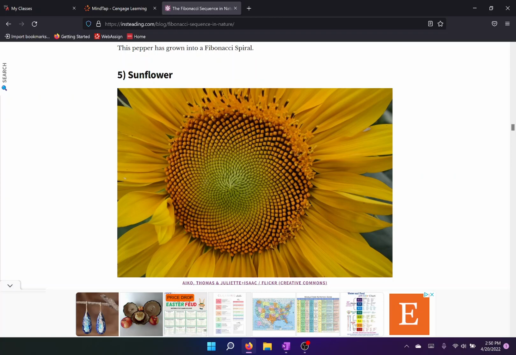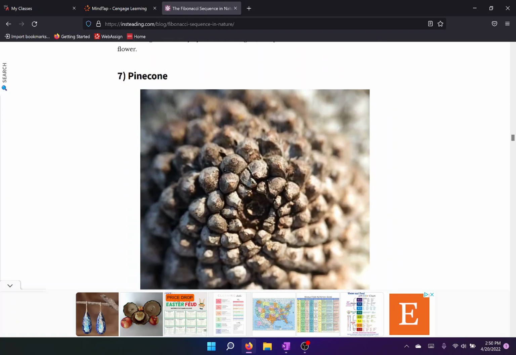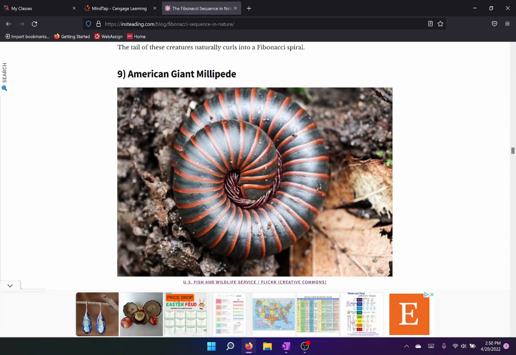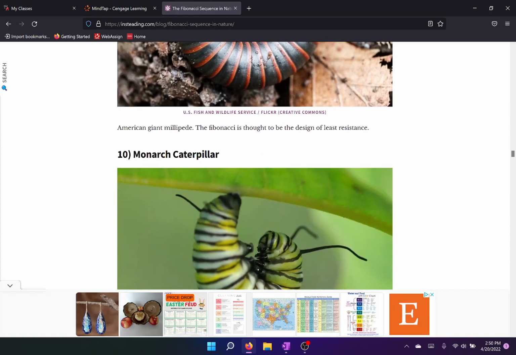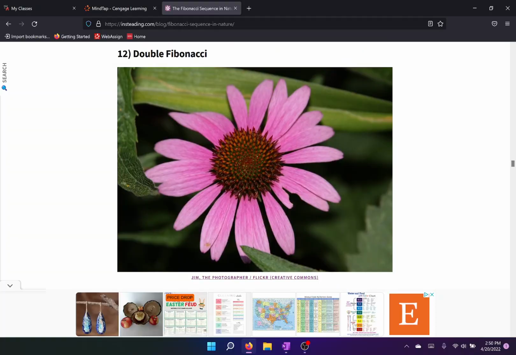And then you would have 5, and then 8, and then 13, and then 21, and it would just spiral out. A rock daisy, I don't even know what that is. I guess it's just a regular daisy flower. A pine cone, another one. Chameleon tail. All right. Ooh, that's disgusting looking. American giant millipede. Gross. All right. But yeah, here, they're all there.